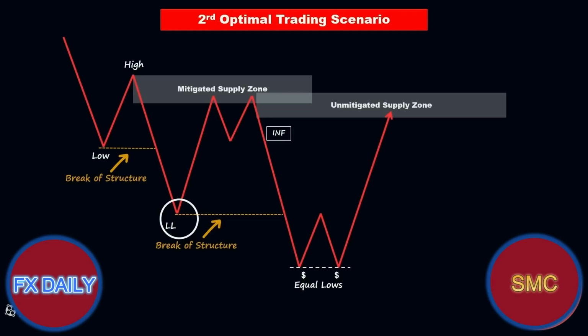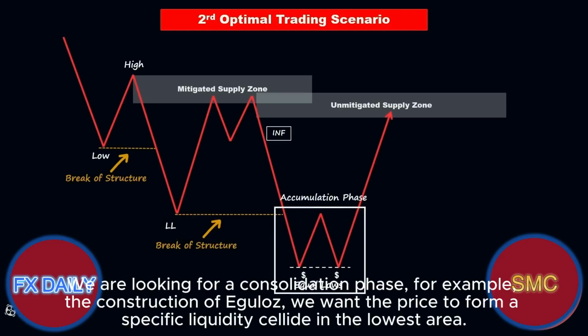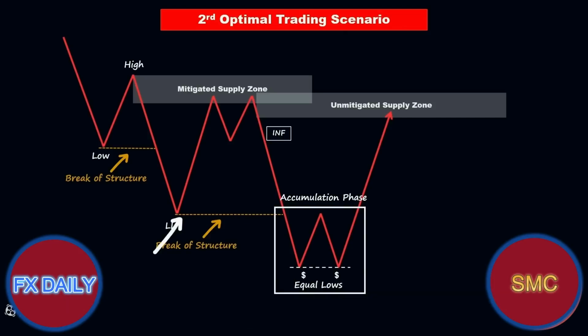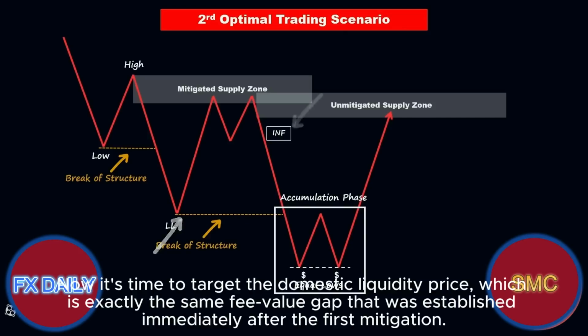What is the next step? We are looking for a consolidation phase. For example, on XAUUSD, we want the price to form a specific sell-side liquidity in the lowest area. If we take a look at the chart, especially on the left side, you can see that the price has already come and swept an external liquidity. Now it's time to target the internal liquidity, which is exactly the same fair value gap that was established immediately after the first mitigation.